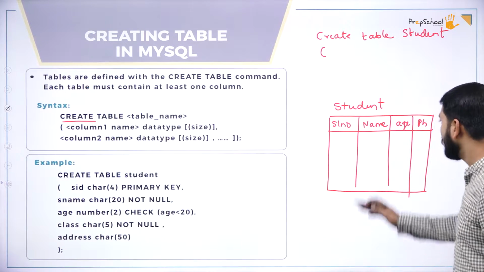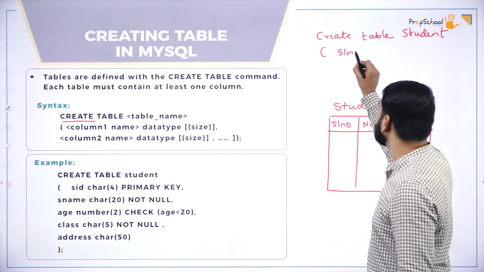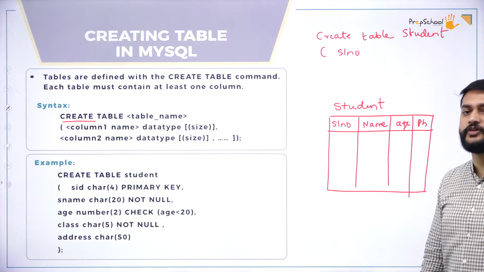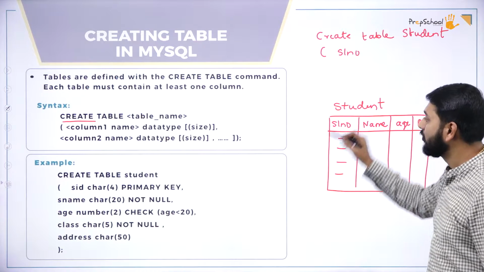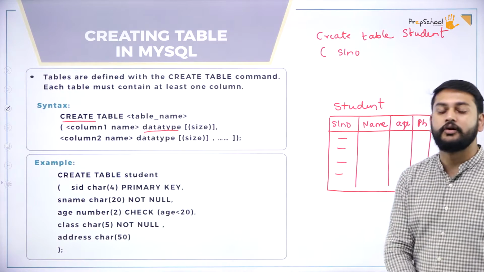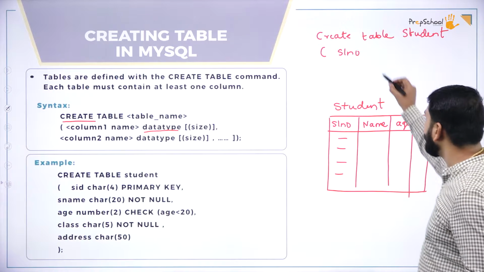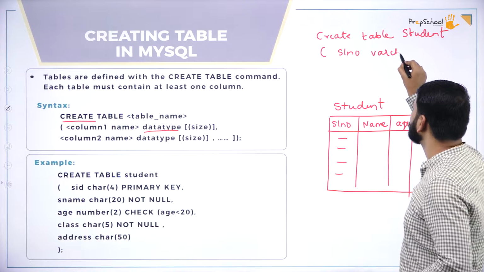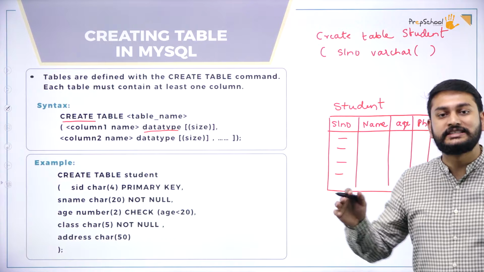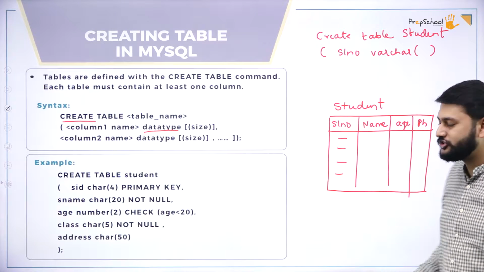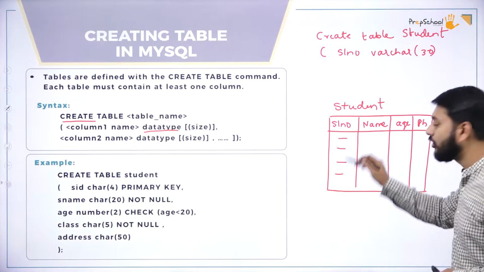Open the parenthesis. What is the first column that I have? Serial number. Write the name of the column. So serial number. So fine, I have written. So what type of data that you are trying to store in this column is what you have to mention. That is what I will call a data type. Please understand that. So let me just consider varchar in general. So inside this, I have to specify the size. Generally, I'll just give 30 here. So fine. This is all about the first column.